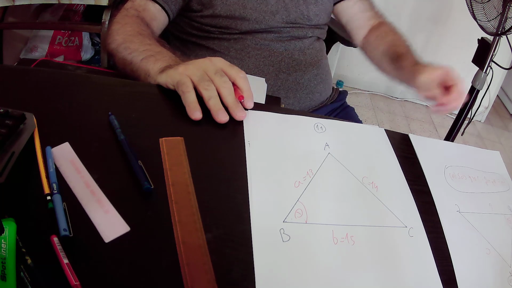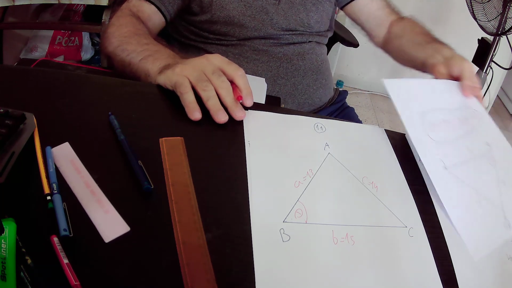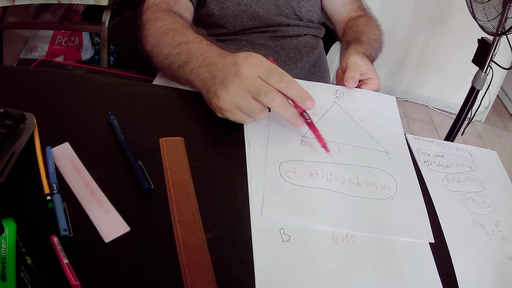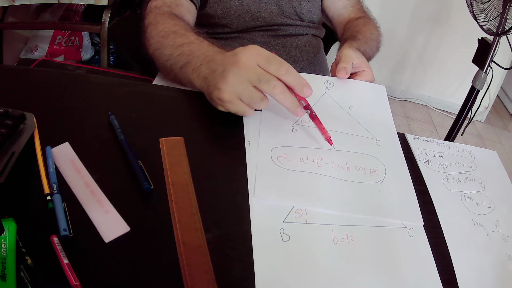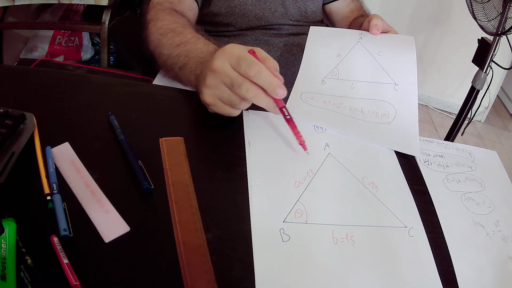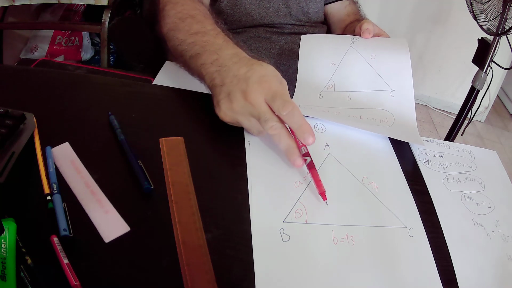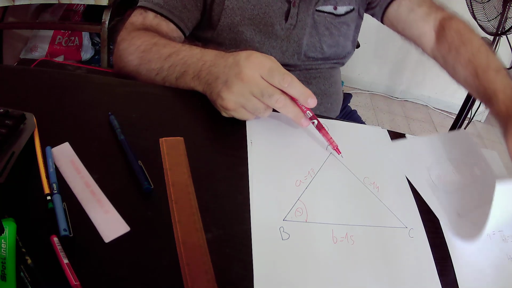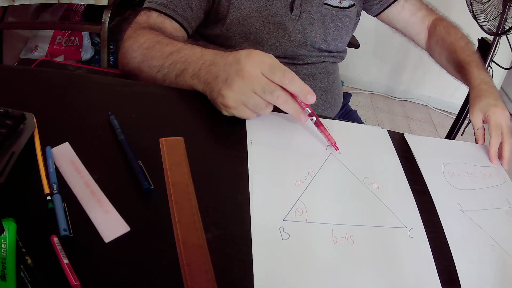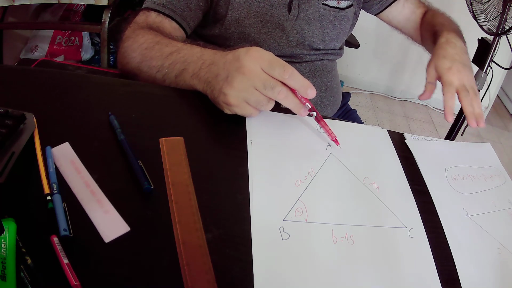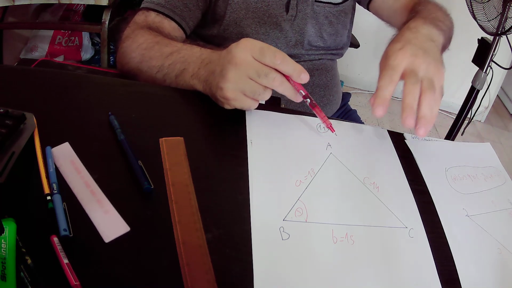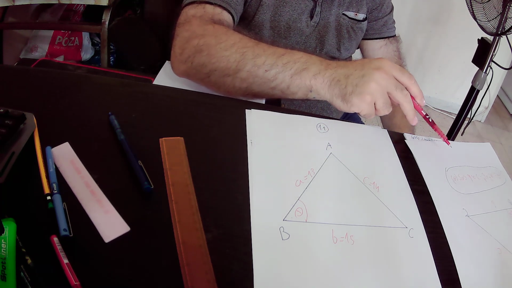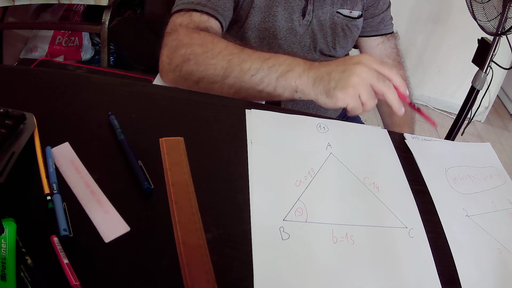and as you can see, in this equality, the only missing variable that we have is cosine theta, because we know that A equals 13 units, B equals 15 units, and C equals 14 units. So we will implement this equation in our triangle, and we will find the value of cosine theta because it is the only missing variable.